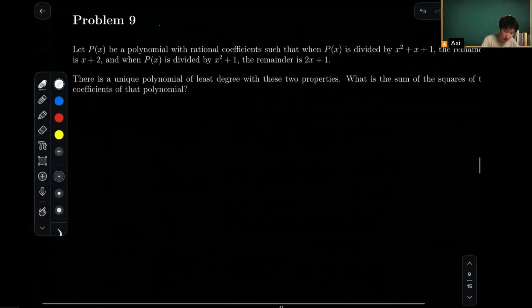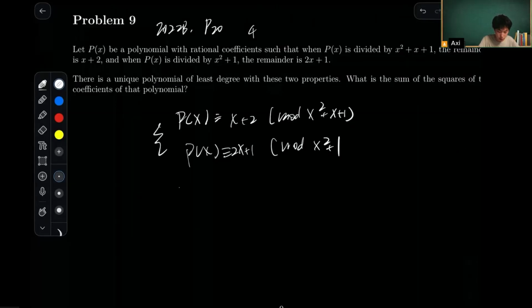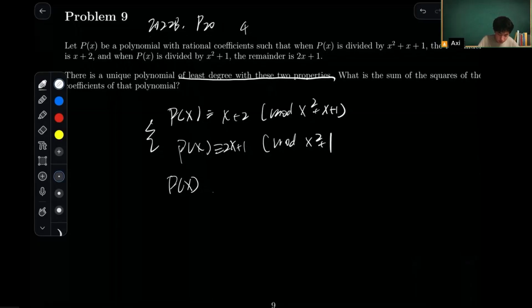For example, we have 2022B, problem 20 from AMC12 with a difficulty of 4. Essentially, we can set up equations of these. We are to find the polynomial with the least degree of these two properties. What is the sum of the squares of the coefficients of that polynomial? Of course, this polynomial has to be of the 3rd degree to be properly divisible. So we can set it as ax cubed plus bx squared plus cx plus d.